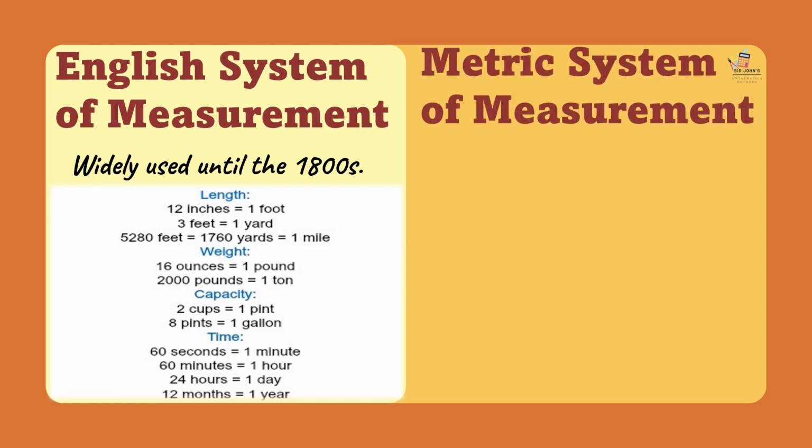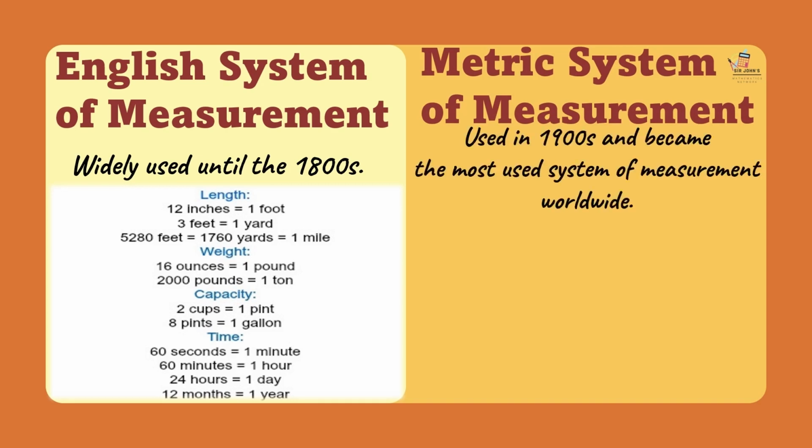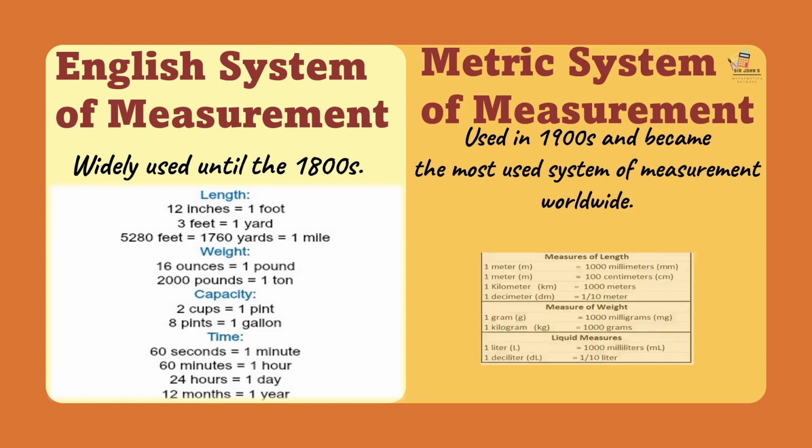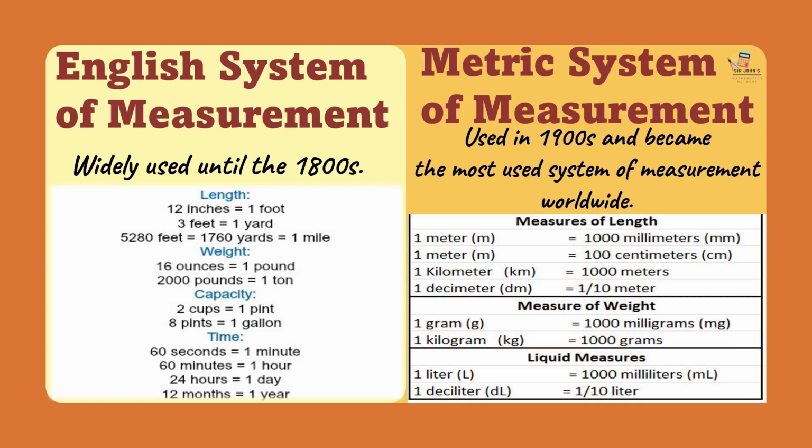Next is the metric system of measurement. And it was used in 1900s and later on became the most used system of measurement worldwide. So these are the examples of conversions and units used under the metric system of measurement.